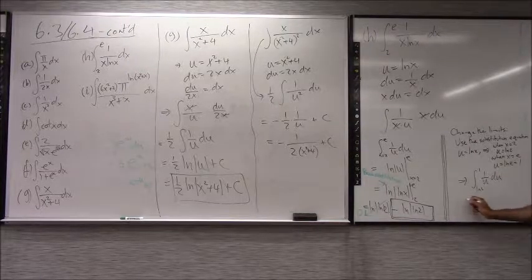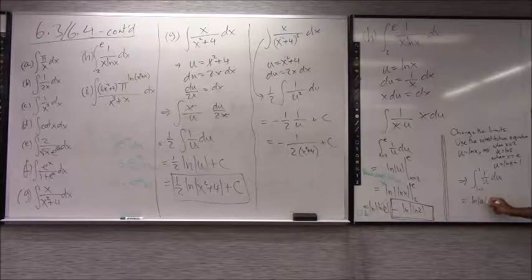And then you could do this guy, ln of u, and then you plug in 1 and ln 2 into that guy. So you have ln 1 minus ln of ln 2. And again, this goes to 0. So you get minus ln of ln 2.